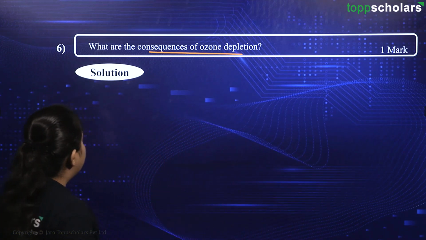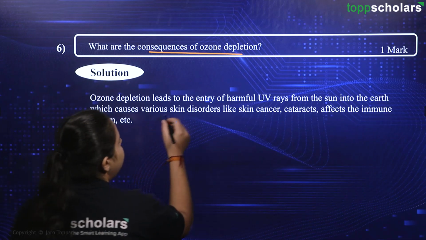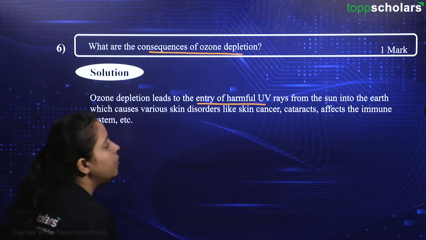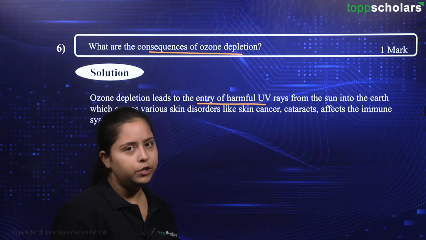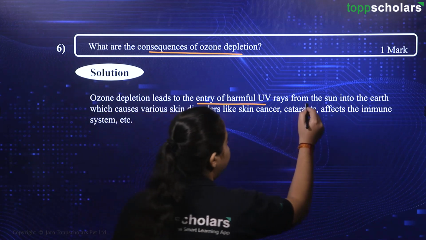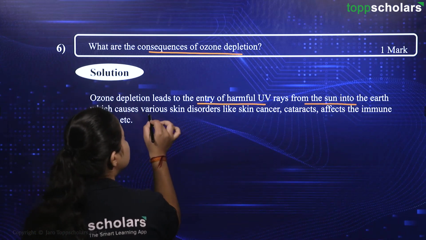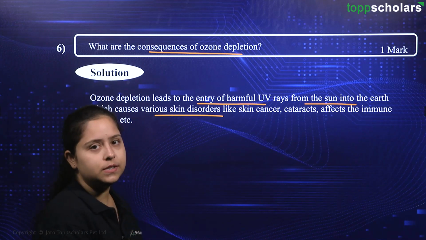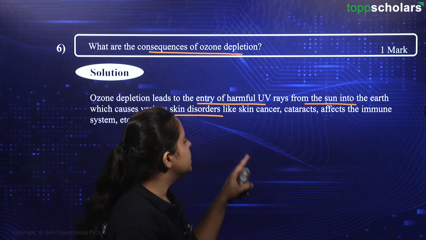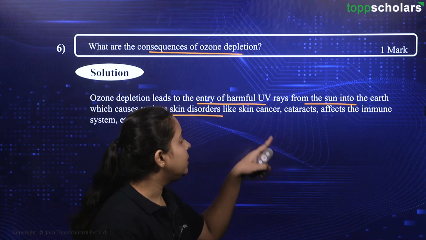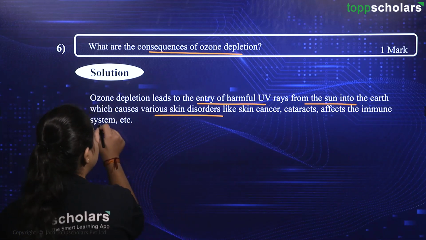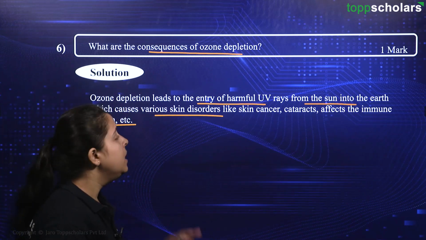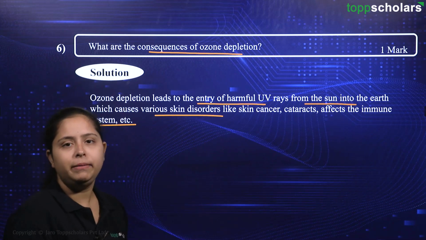In the solution part, it is written that ozone depletion leads to the entry of harmful UV rays. This we have already discussed. From the sun into the earth, which will cause various skin disorders. Okay. Skin disorders like skin cancer, cataract, and this will also affect the immune system and many more effects. To enlist for 1 mark, this much will be sufficient.